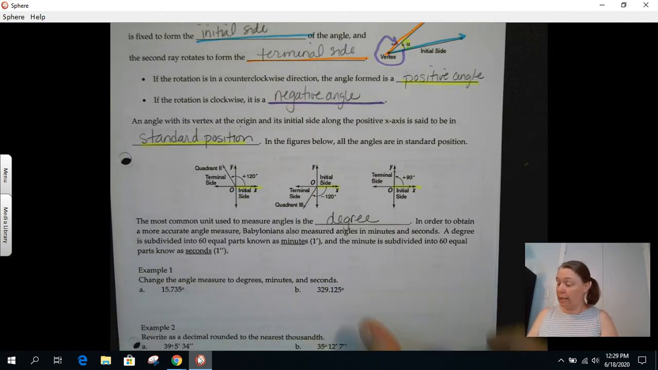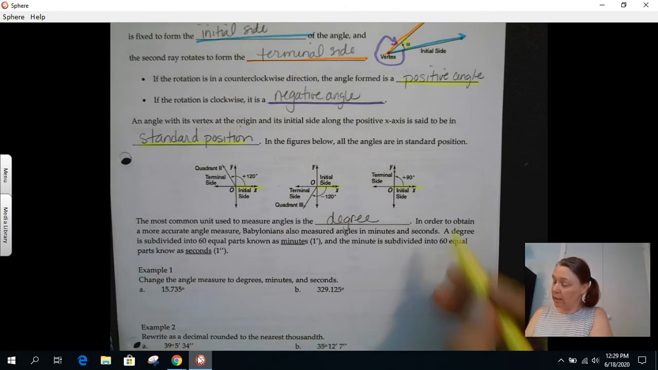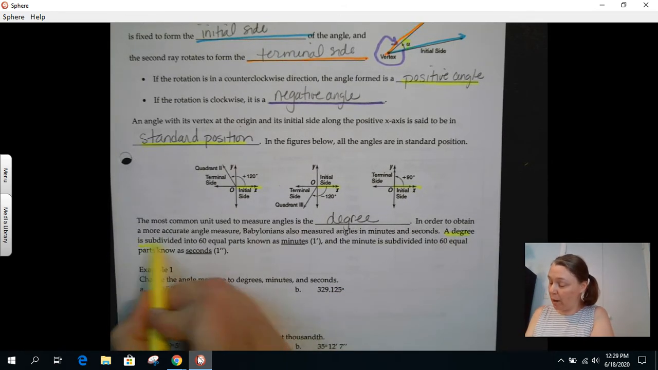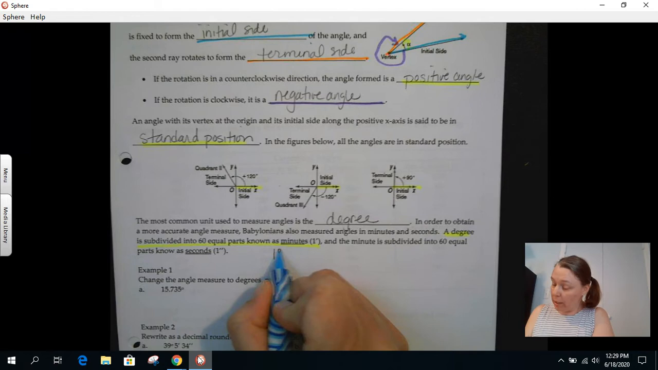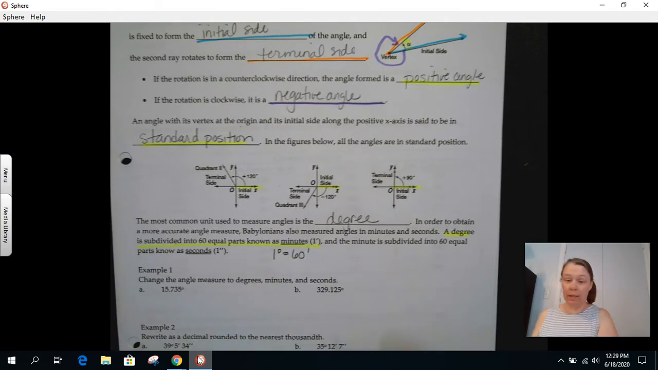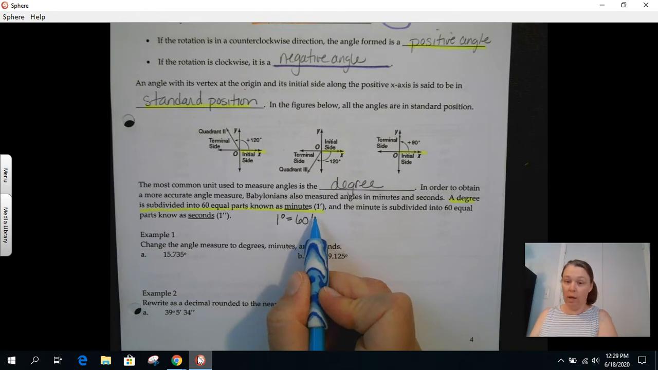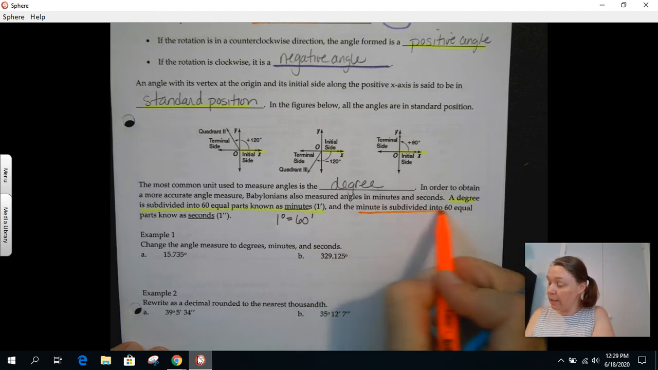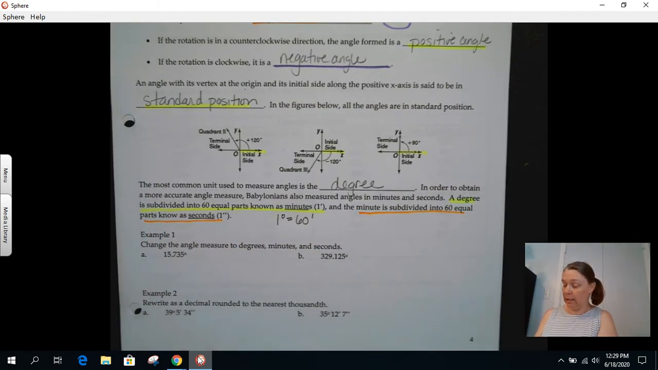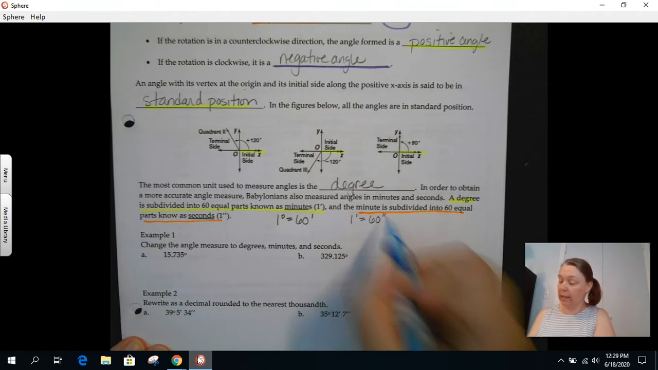So what we're going to practice next, and it says this right here too about the conversion. A degree is subdivided into 60 equal parts known as minutes. Okay, so that's one conversion, right? We know that 1 degree equals 60 minutes. And we're going to use what almost looks like the foot symbol to denote minutes. All right, and then it says further, the minute is subdivided into 60 equal parts known as seconds. Okay, so then we know that 1 minute equals 60 seconds.